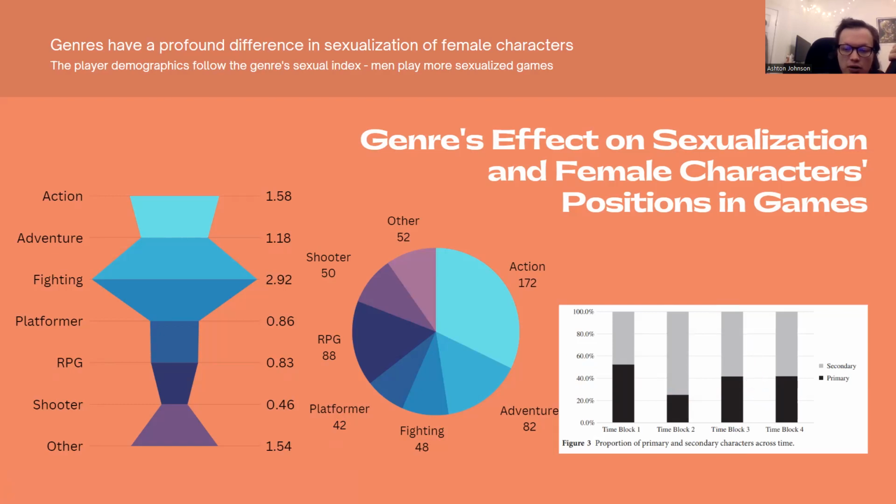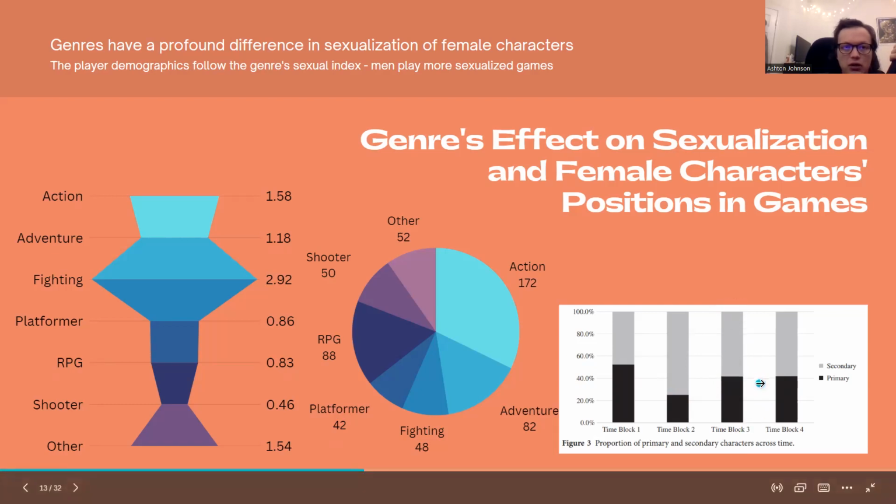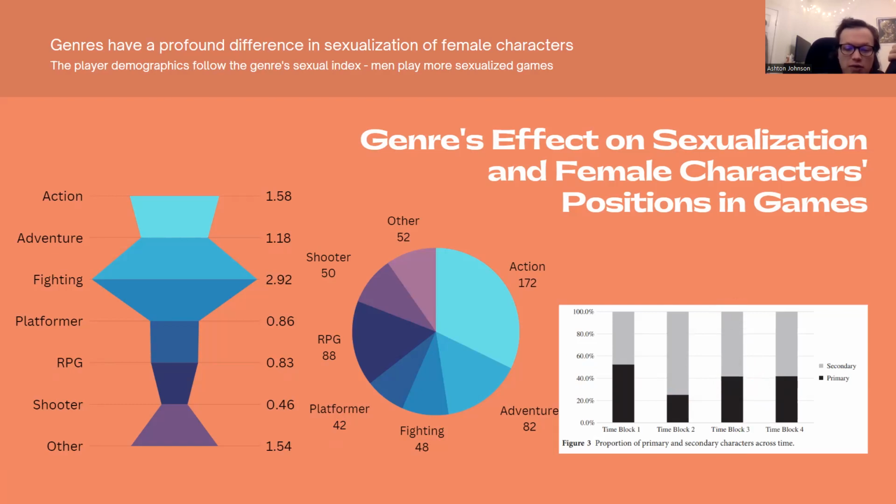Speculation on my part is that I feel like a 40-60 split is probably what the male category sees as well for primary versus secondary. I just feel like that's probably a healthy balance between the number of protagonists versus secondary characters.